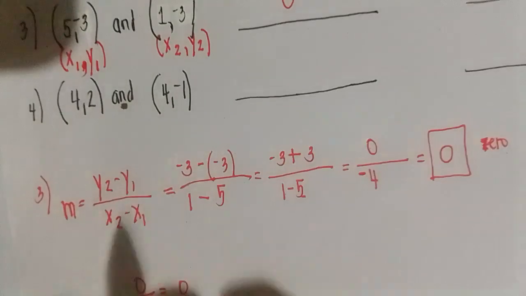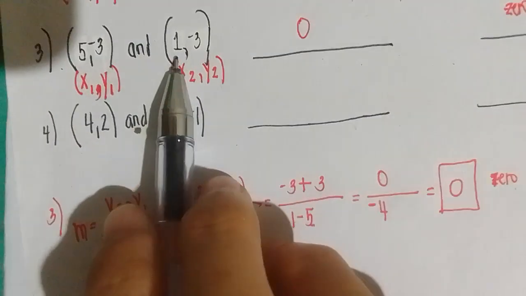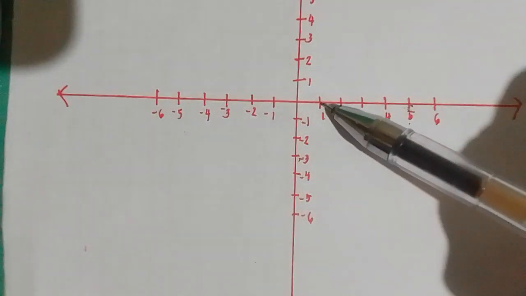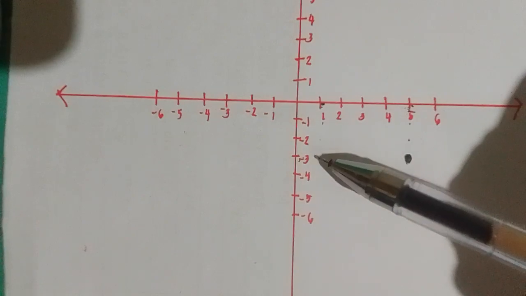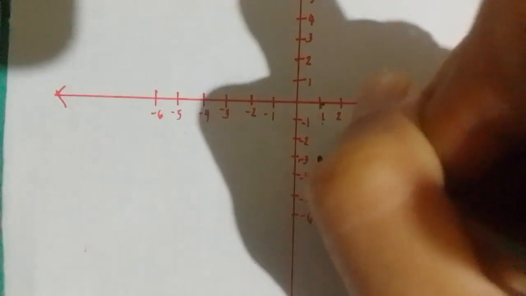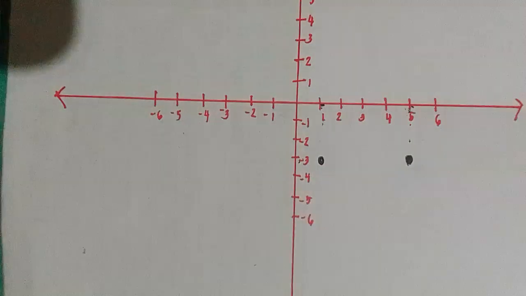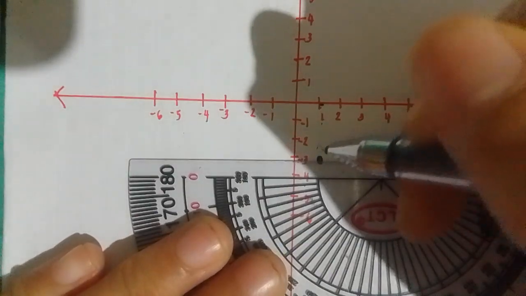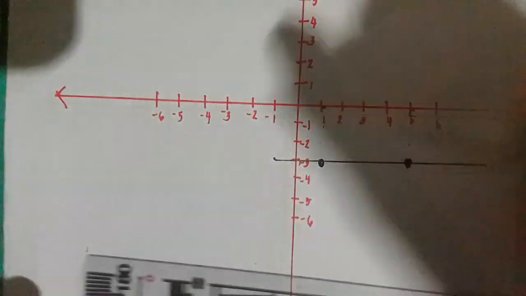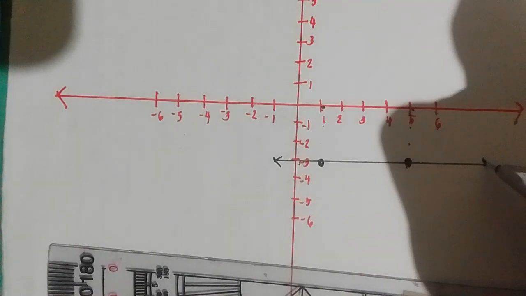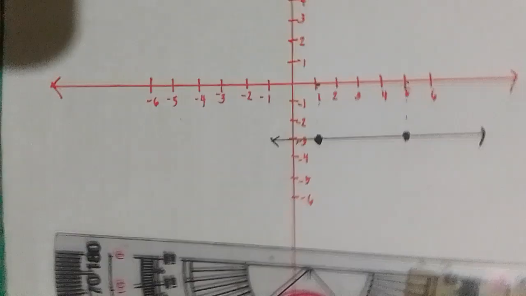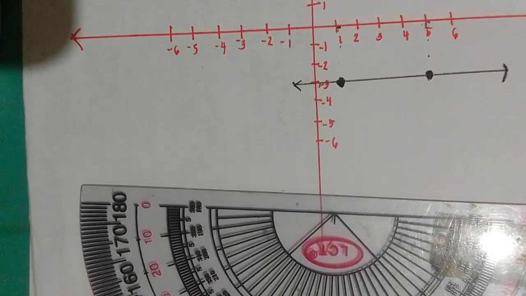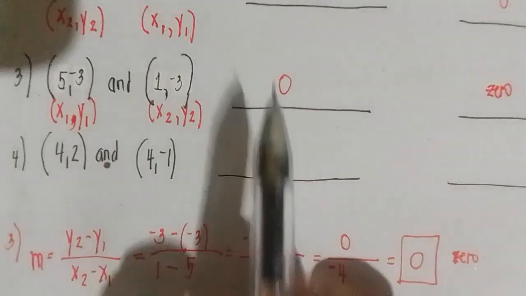Second point is here, 1, negative 3. 1, which is positive man, and then negative 3. 1, 2, 3. Here. Now, we will connect the 2 points. As what you see, connecting the 2 points results to a straight horizontal line. Why? Because again, the slope is 0.